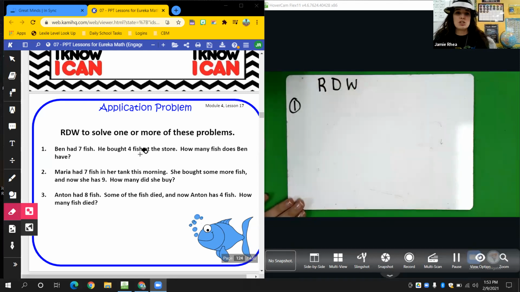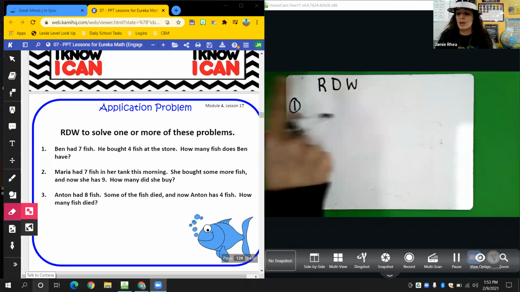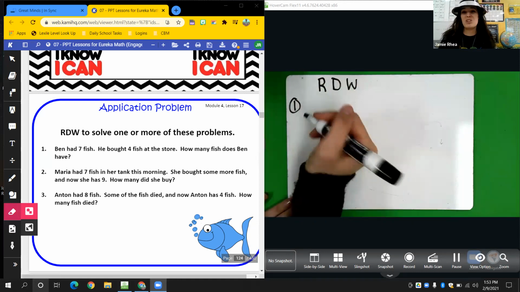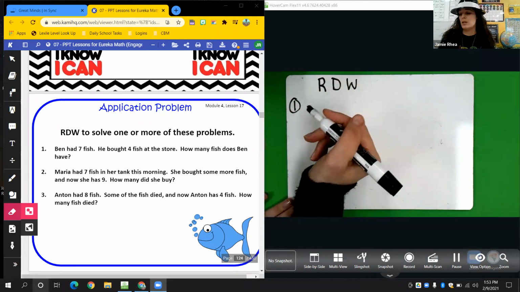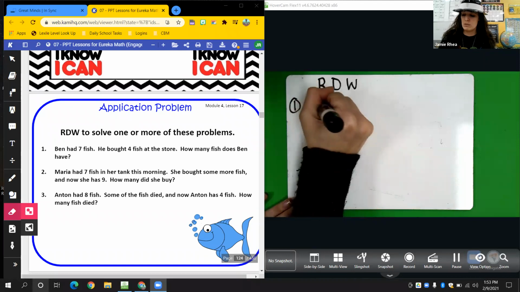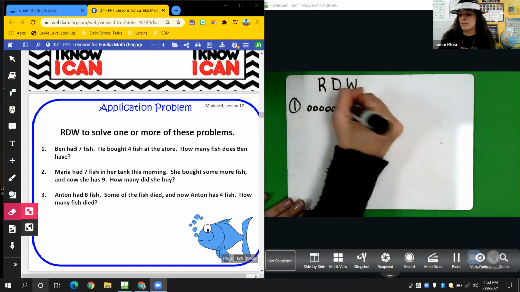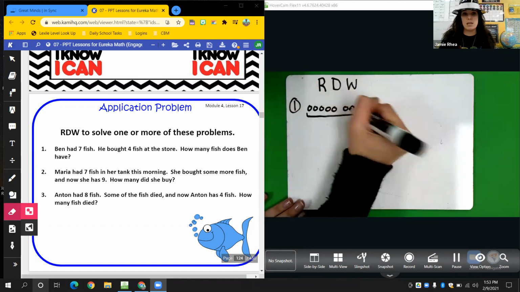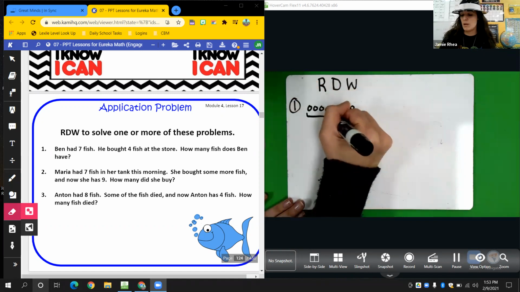Ben had 7 fish. He bought 4 fish at the store. How many fish does Ben have? Okay, we read it. I'm not going to check it off yet because we still have 2 more. Let's draw it out. Ben had 7 fish. So I'm going to draw circles because I'm going to do a simple drawing. And I'm going to make 7. 1, 2, 3, 4, 5, 6, 7. And this is 7 fish.